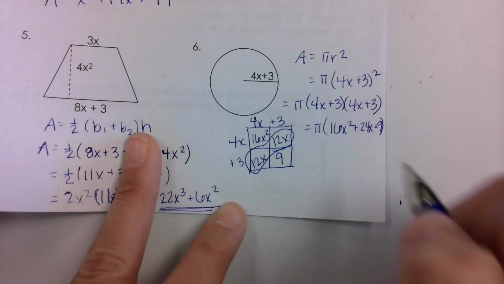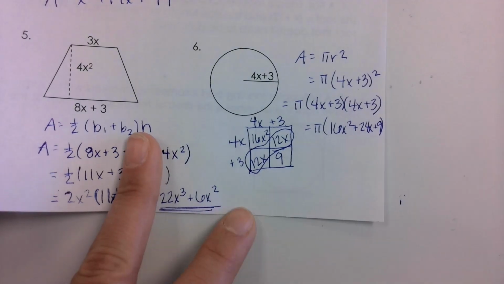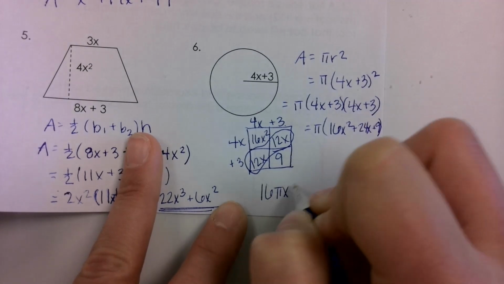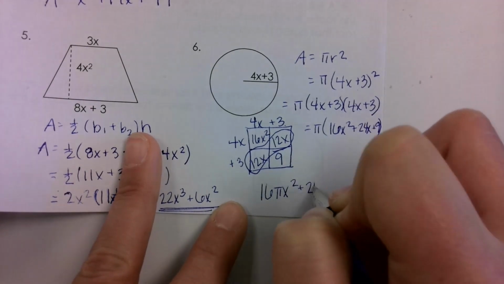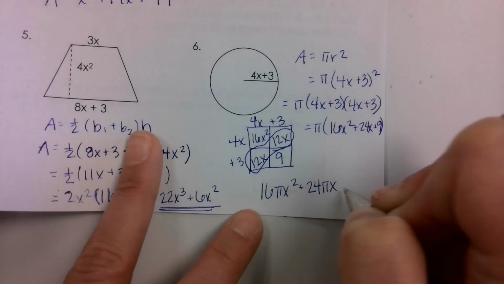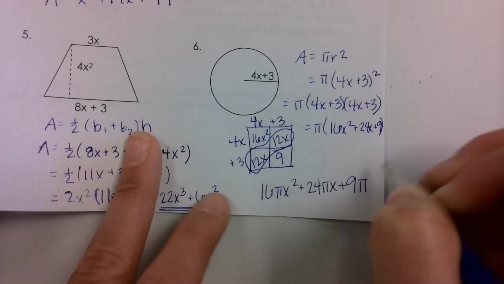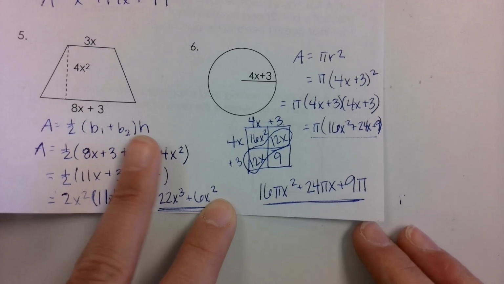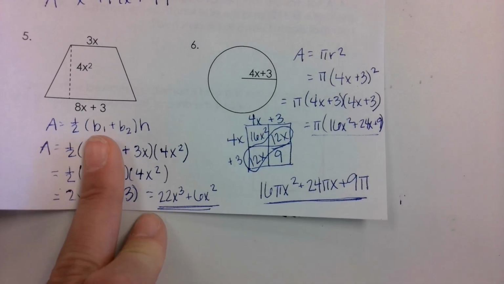I definitely ran out of room there. So we can distribute that pi if you want to, and we can call that 16 pi x squared plus 24 pi x plus 9 pi. Or you could have just left it here. Either way is fine. I don't mind which one you do. Questions on that?